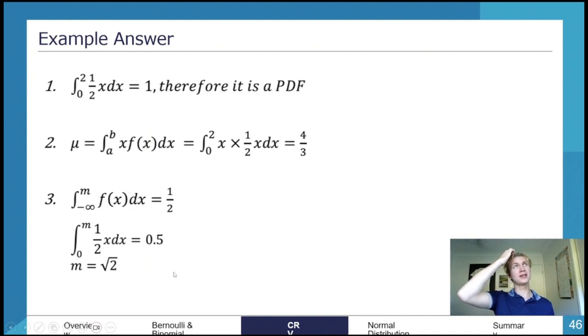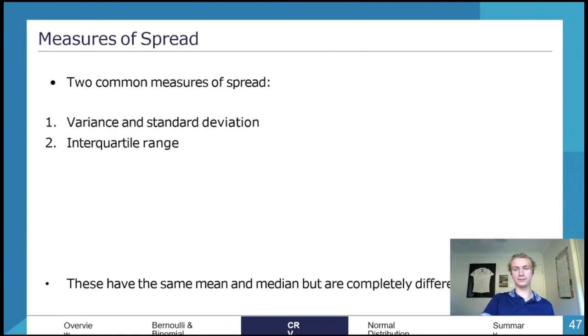Whereas if you worked it out manually, you'd have to work out the functions and manually integrate it, which is fine. You do have the ability to do that.